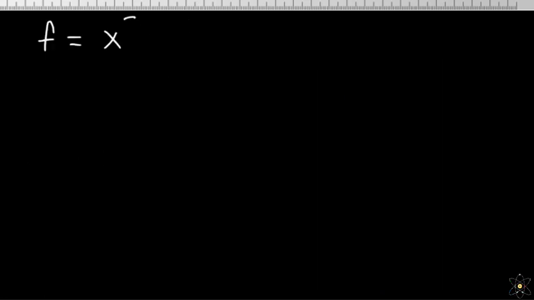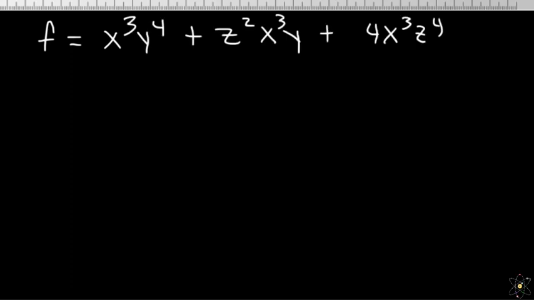Here's another problem. Let's say f is equal to x cubed y to the fourth plus z squared x cubed y plus 4x cubed z to the fourth. So this time we're going to find a mixed partial derivative, but a third derivative instead of a second order derivative. So let's find the mixed third order derivative. Let's say fxyz. Go ahead and find it.